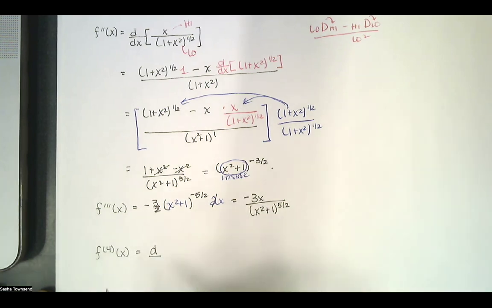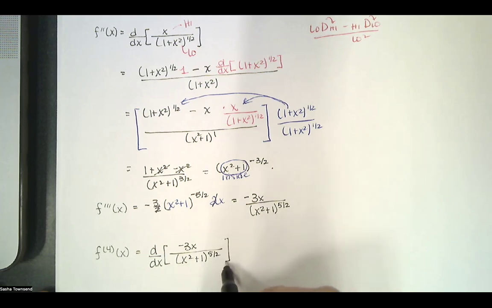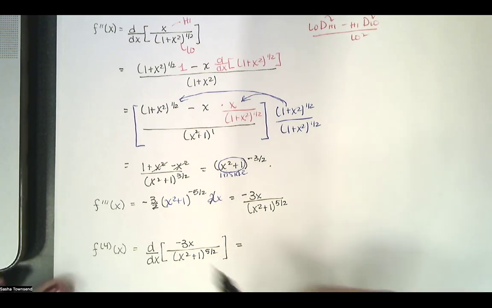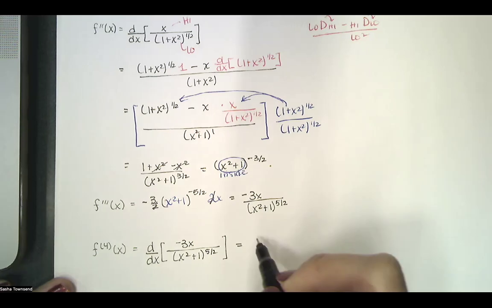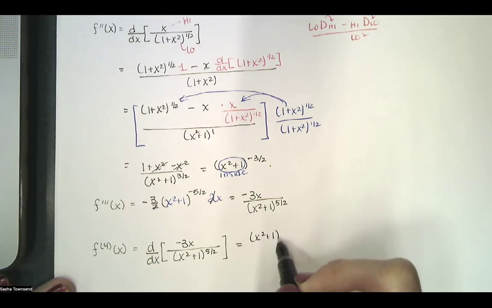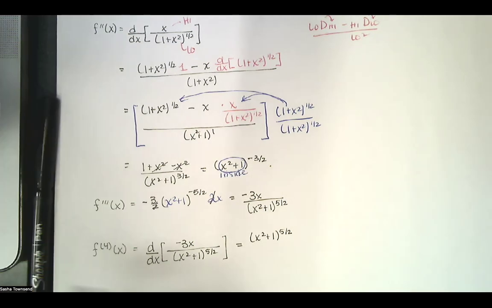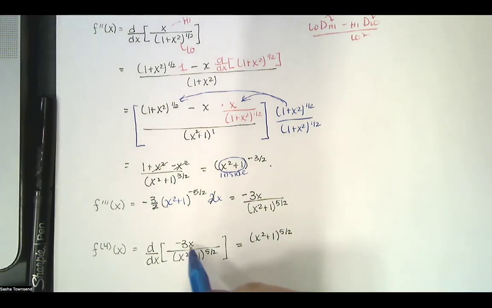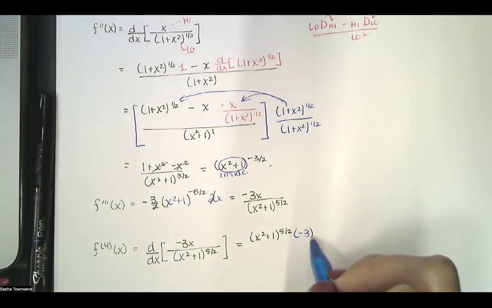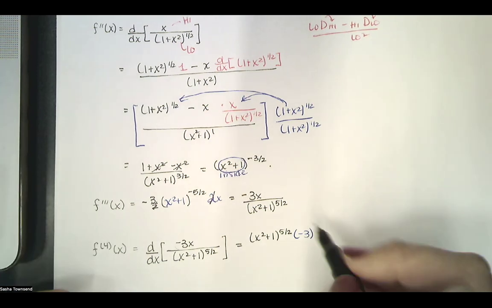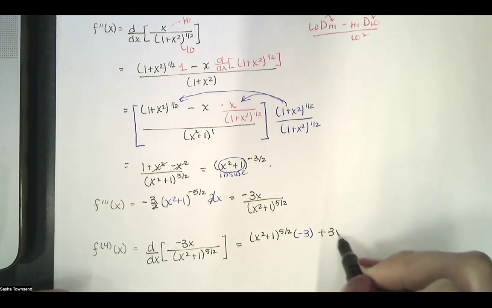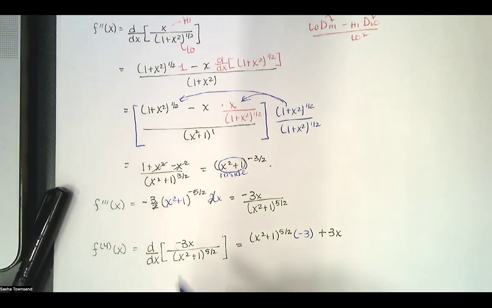Since I've got a function of x in the numerator, I'll use the quotient rule again. The derivative of high over low is low d high, and the derivative of the negative 3x is just negative 3, minus high. So we're subtracting negative 3x, it gives us positive 3x. D low. Now this requires the chain rule.